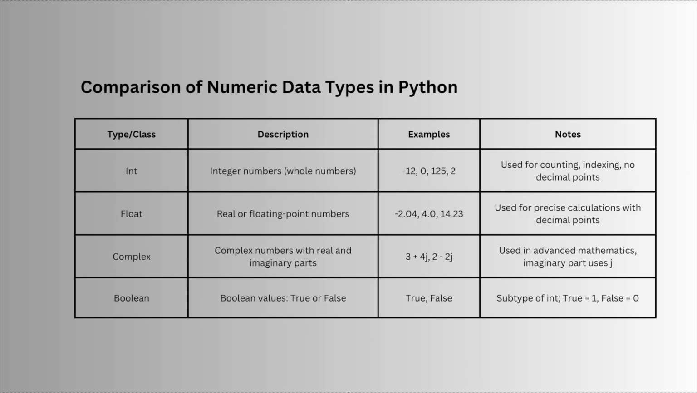Now let's move to our main topic, numbers. Python has three main numeric data types: int, float, and complex. We have boolean too, but it is a subtype of int. So let's break each one down.